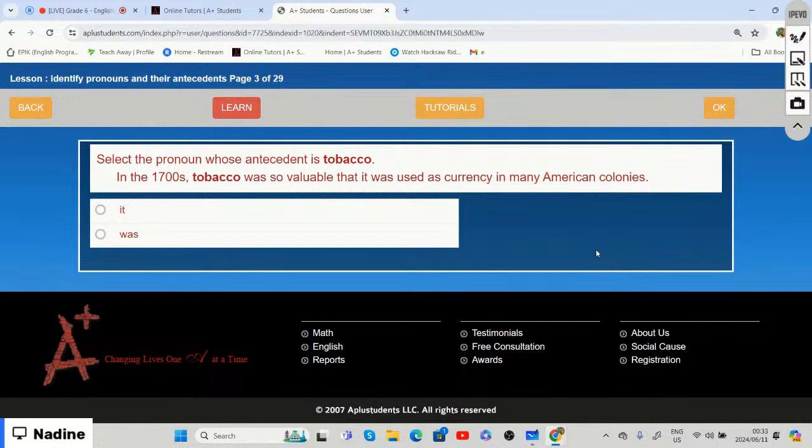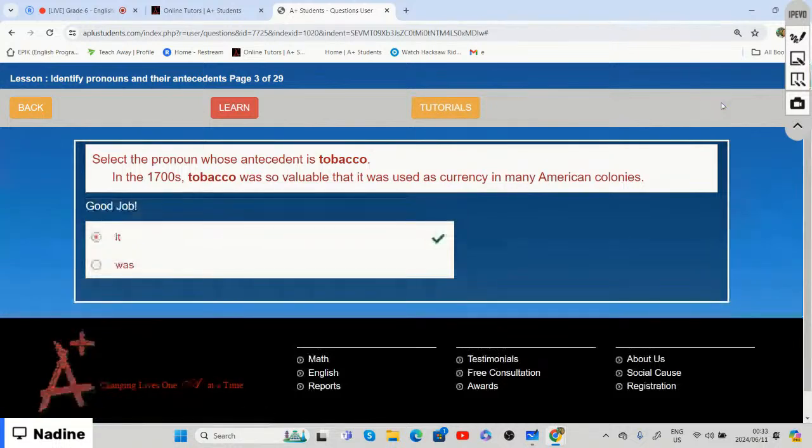And if we refer to our antecedent, which is tobacco, then we would say it was used as currency, because tobacco was used as currency. And I think in certain prisons or jails, they basically still use tobacco now as currency when it comes to getting certain things. It's like giving tobacco cigarettes for protection.